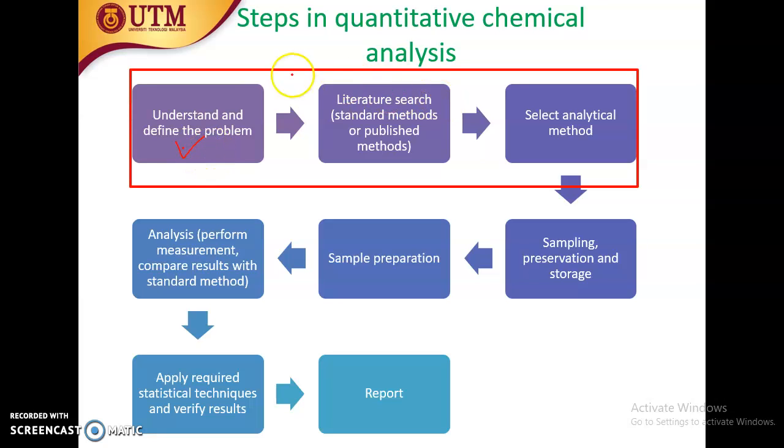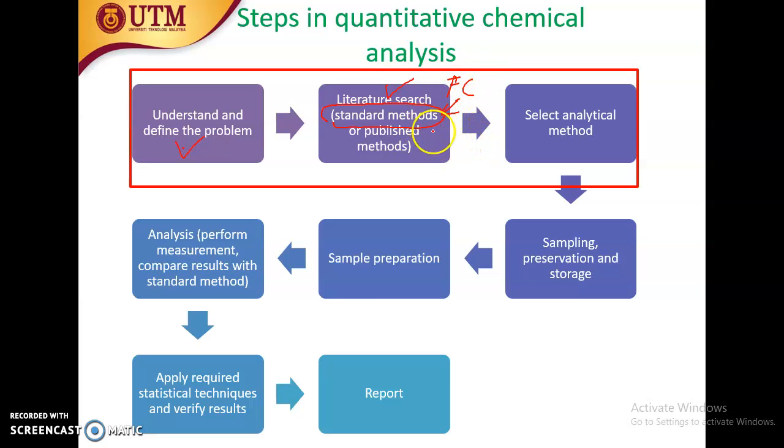Problem solved. Okay, after you understand the problem, now the second question, how do we want to analyze these chemical compounds in this kind of sample? Where should I find this information from? So that's what we call literature search. Literature means references. Okay, the first step is you have to go to standard method first. So what is standard method? I will explain later. Basically, in forensic chemistry, you have to go to standard method first.